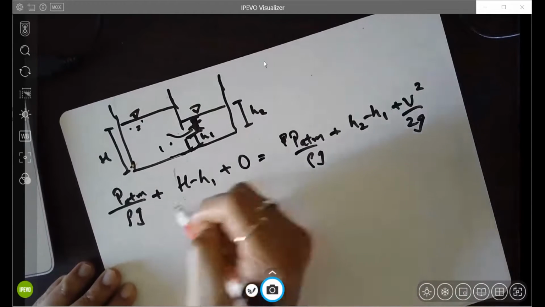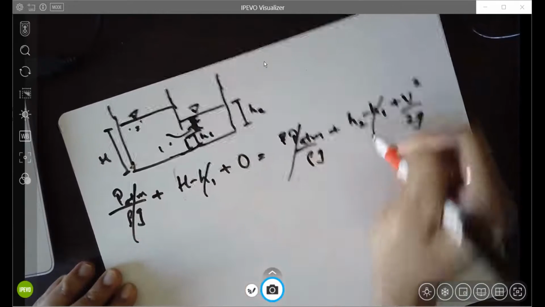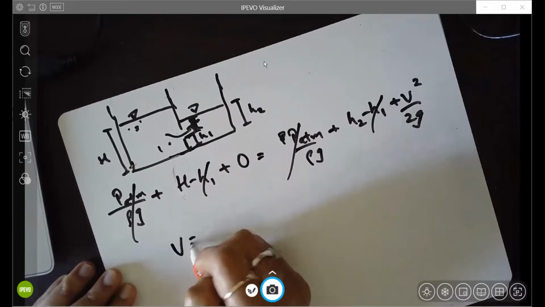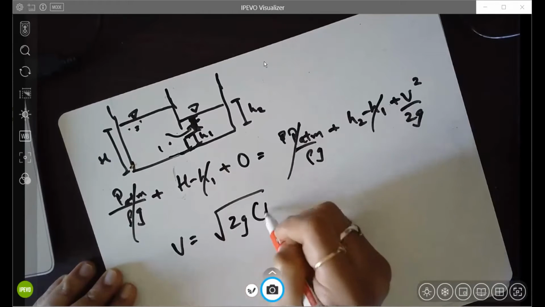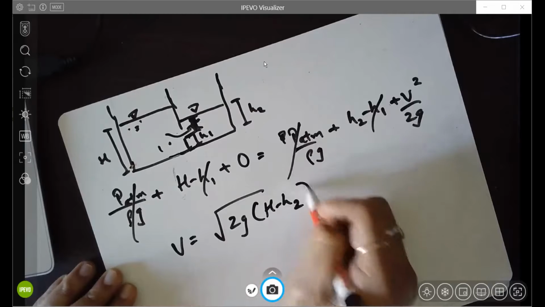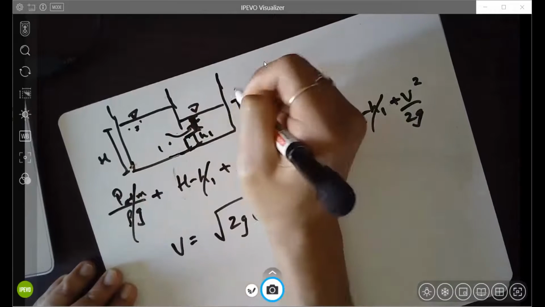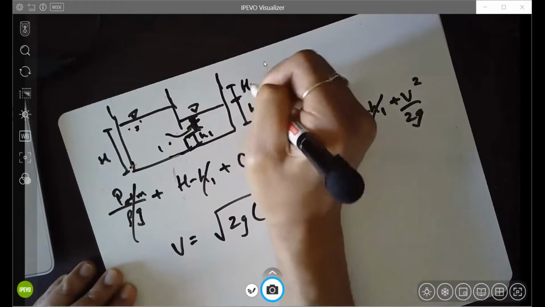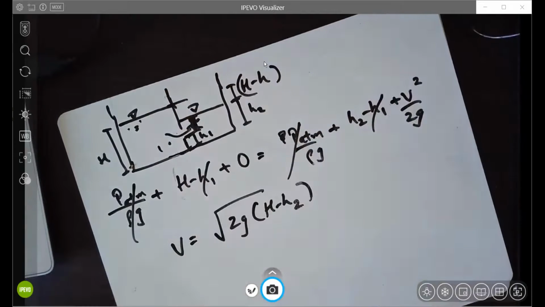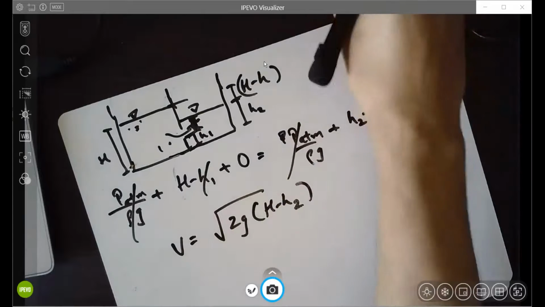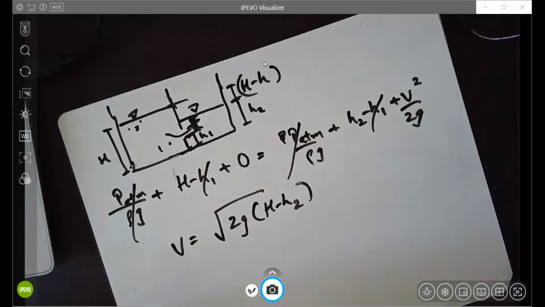So the atmosphere terms cut, and v is equal to under root 2g(h minus h2). So it's basically the height difference between the two water columns. Okay, everyone got it?